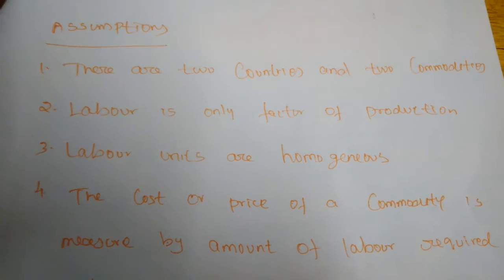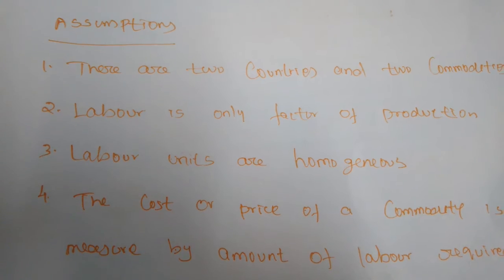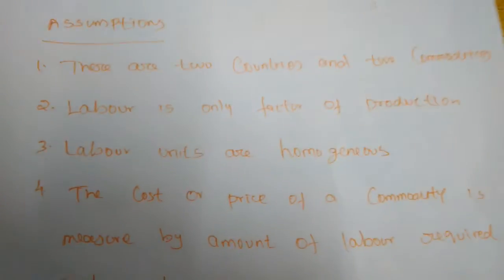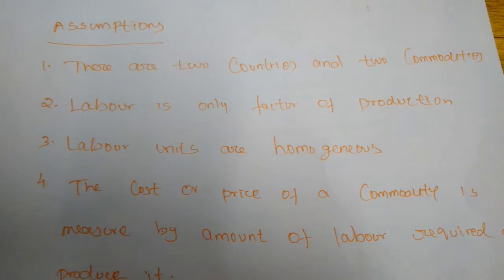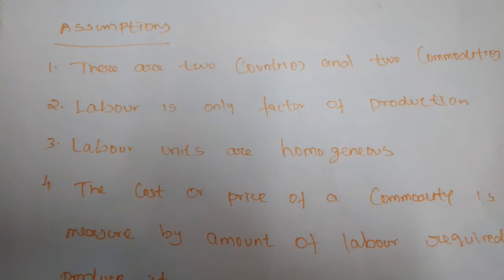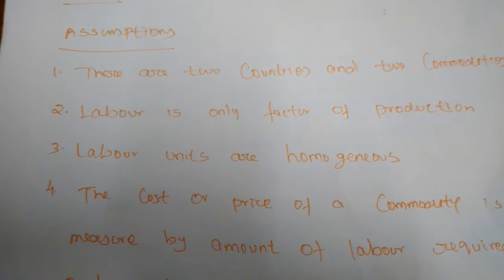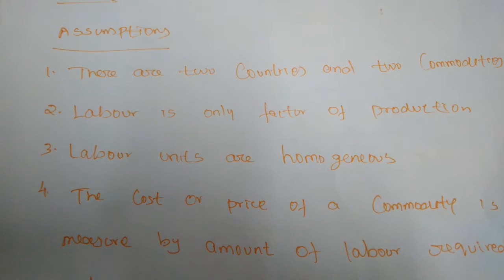Next, labor is the only factor of production. Four factors of production are normally used to produce commodities, but we assume labor is the only factor of production, with no capital or other factors. By using labor only, the two nations achieve production.